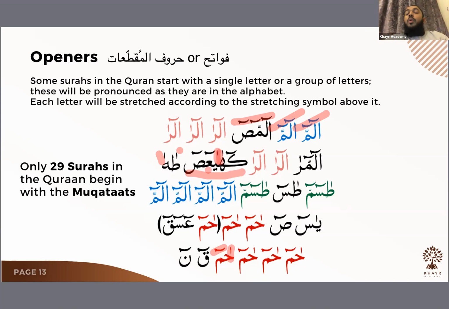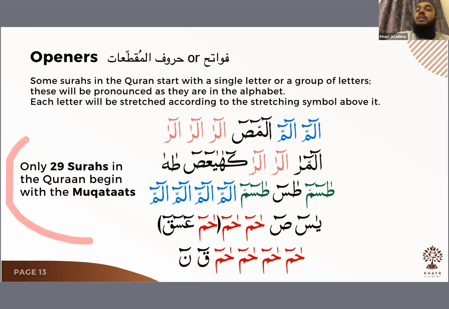Okay. What are these verses? Before I go to that discussion, there are 29 places, 29 surahs in the Quran. They have these at the beginning. Okay, so 6 of the surahs have alif lam mim. There are 5 surahs that have alif lam ra.